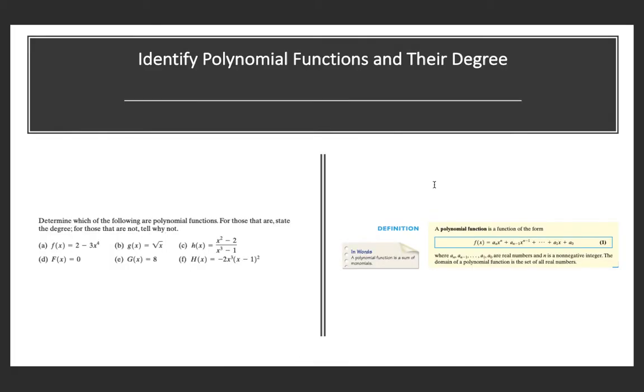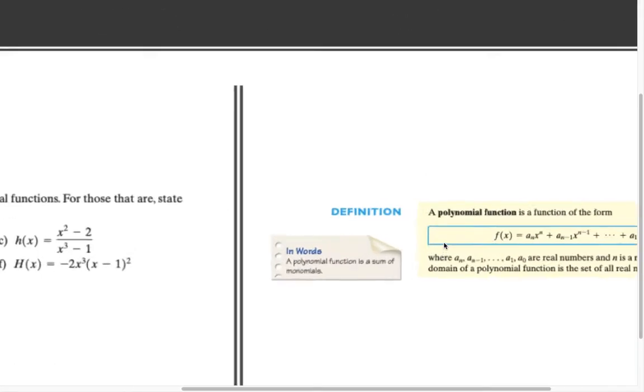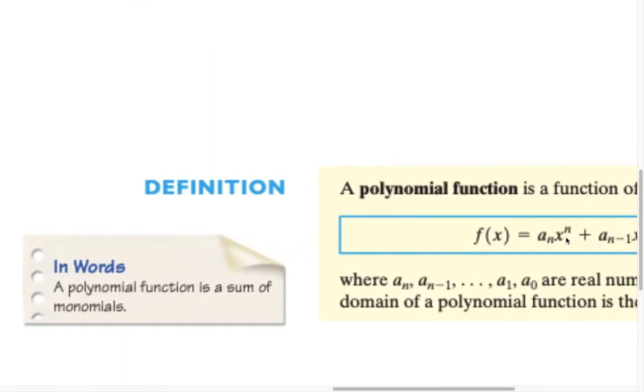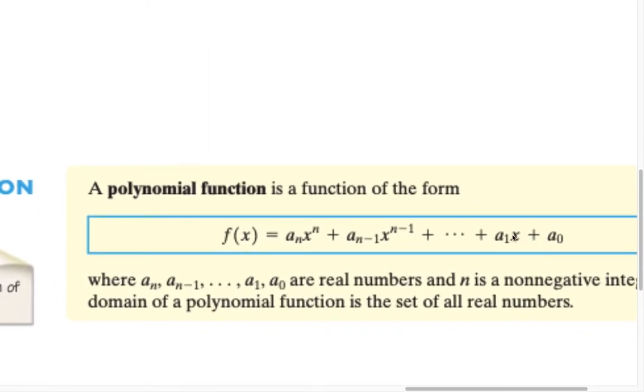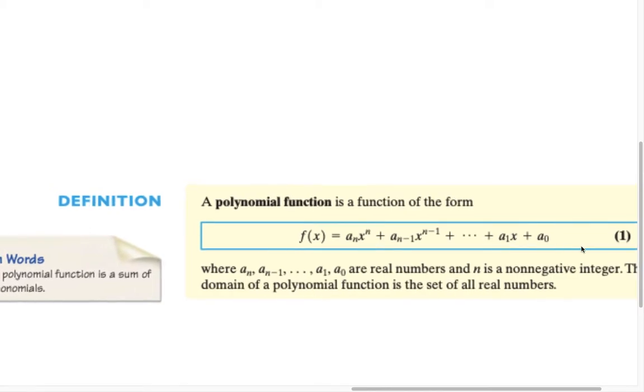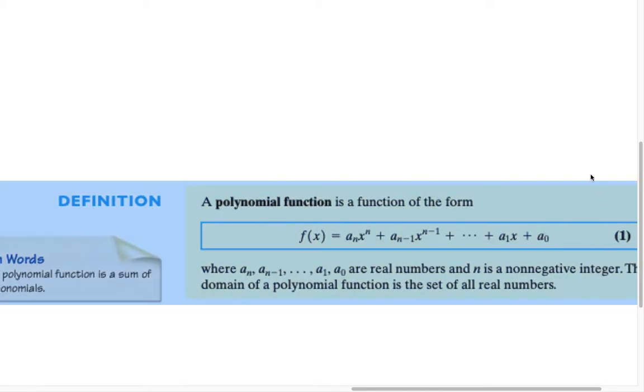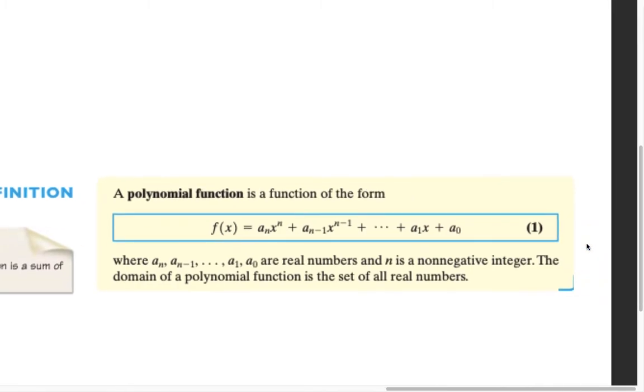First of all, identifying the polynomial functions and their degrees. This is the definition of a polynomial function. The form of the polynomial function is a_n x to the power n, plus a_(n-1) x to the power n minus 1, etc., then a_0. These are just some numbers.